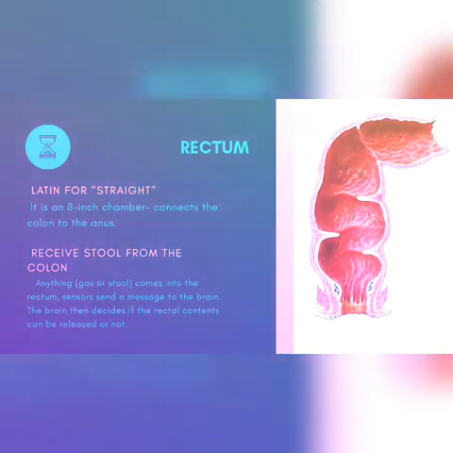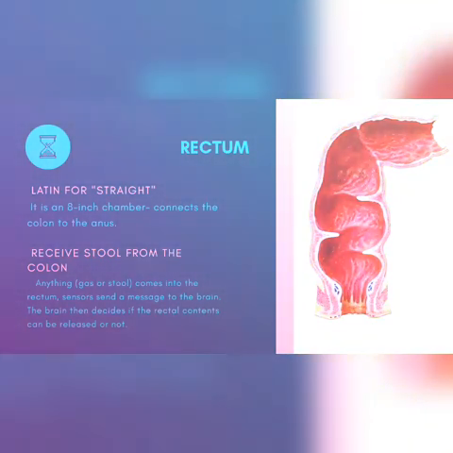Rectum. Rectum means straight in Latin. It is an 8-inch chamber that connects the colon to the anus. It is the rectum's job to receive stool from the colon, to let the person know that there is stool to be evacuated, and to hold the stool until evacuation happens.